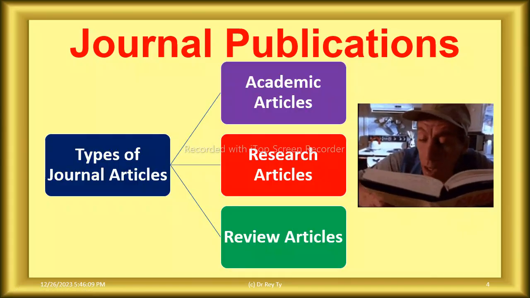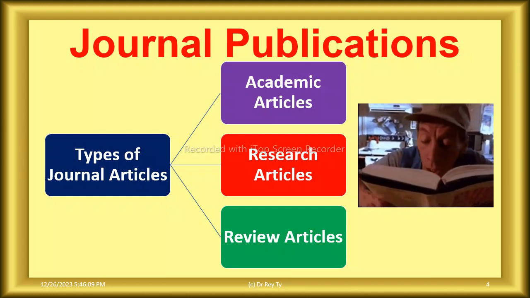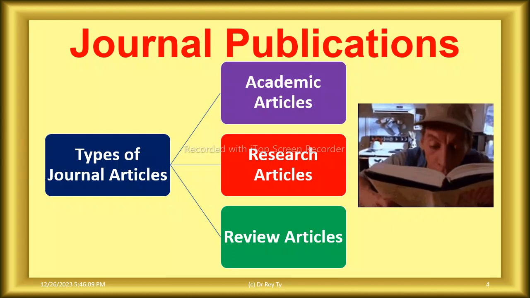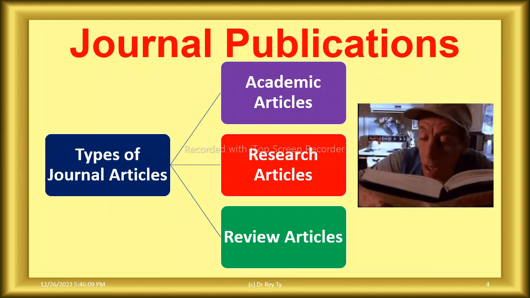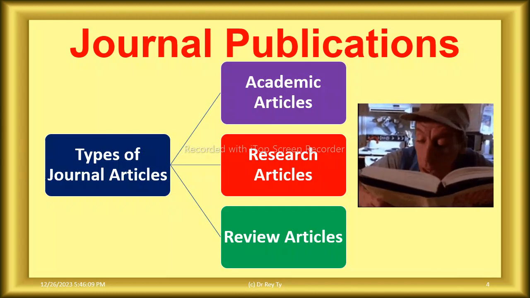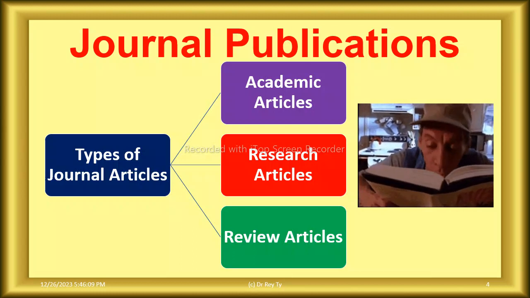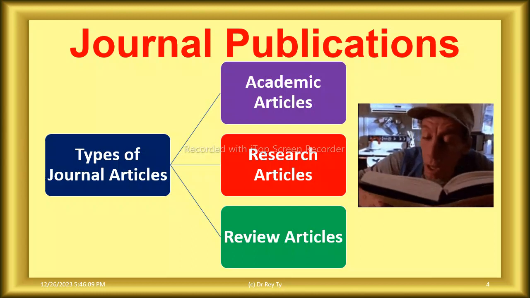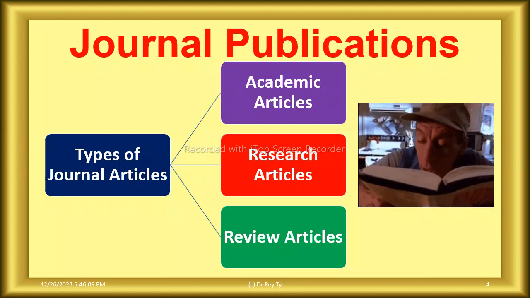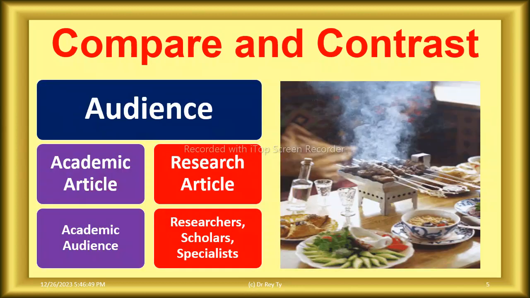There are three types of journal articles: academic articles, research articles, and review articles. Usually, review articles are the publication of the critique, both positive and negative, of a new book by an academic or researcher. Now let's go to comparing and contrasting the similarities and differences between academic articles and research articles.